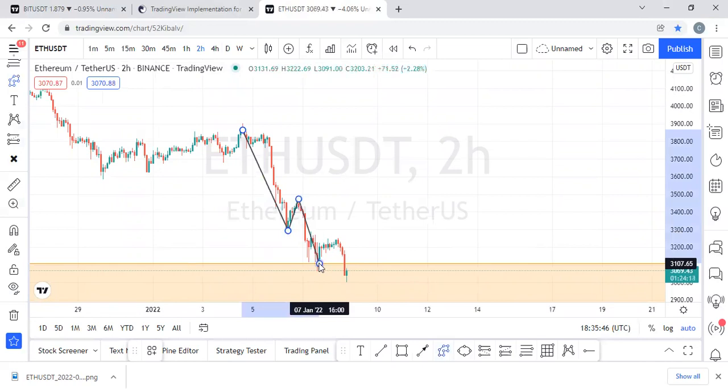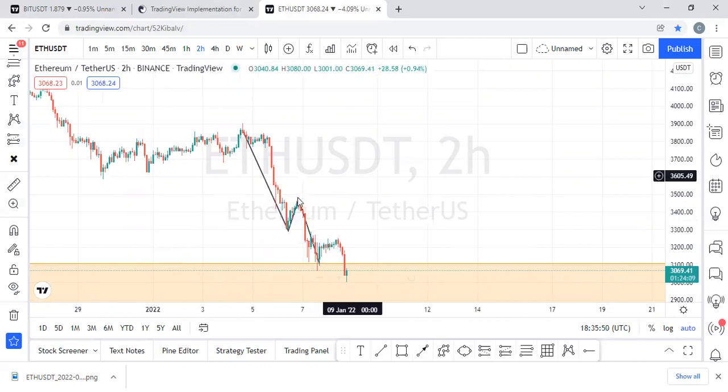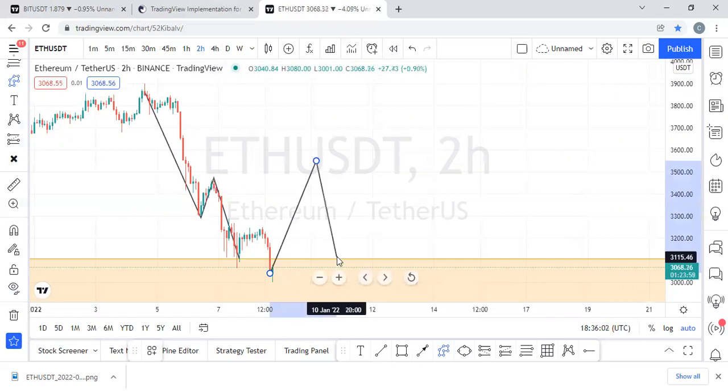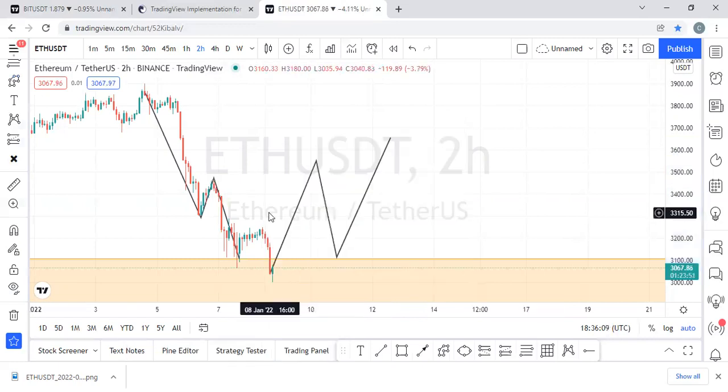Now for this to be a very clear break of structure, we want to see Ethereum push from here and break above this last lower high, right? Then come and give us our retest, and then we buy. That's basically what multiple time frame analysis is all about. You start from the bigger time frame, you identify the structure and the key levels, and then you anticipate the move at a retest or a break of structure from the smaller time frame.